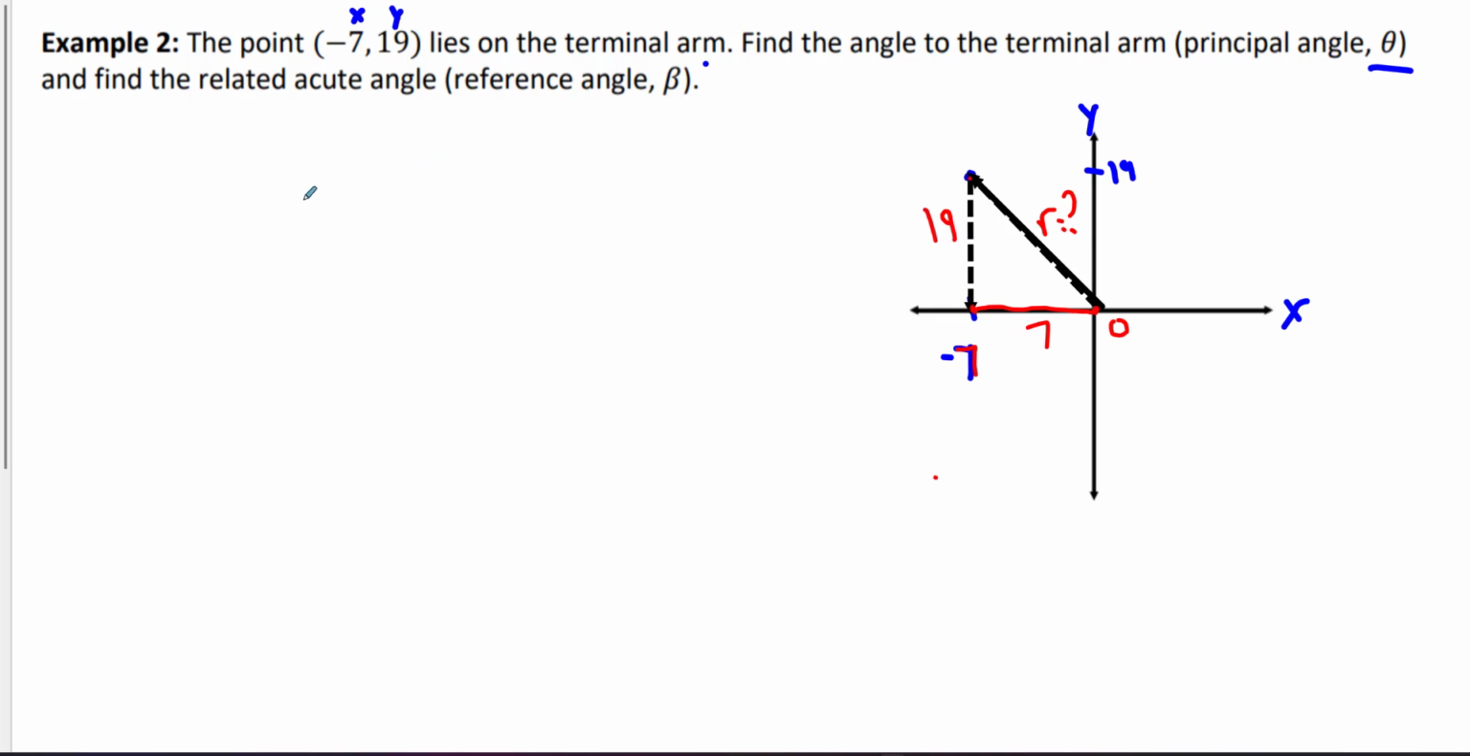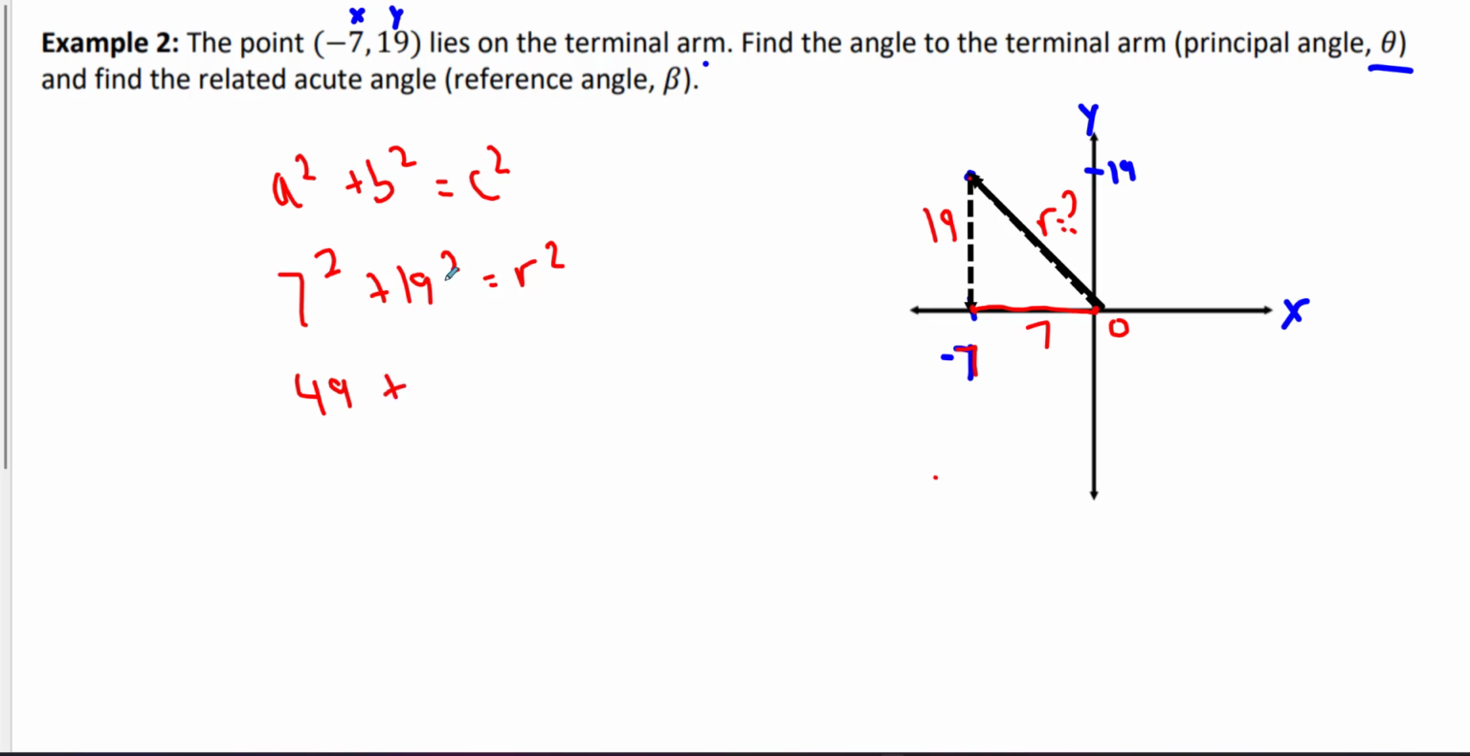Where you have to do this. So I'm just going to show you. And this is a basic case of Pythagoras theorem, or right angle theorem. a squared plus b squared equals c squared, which is 7 squared plus 19 squared equals r squared, because r is our radius. And 7 squared is just 49.